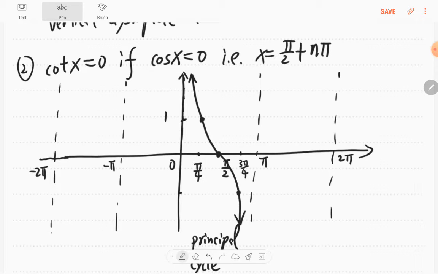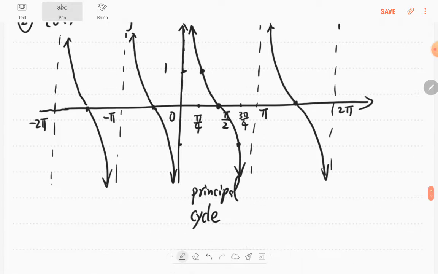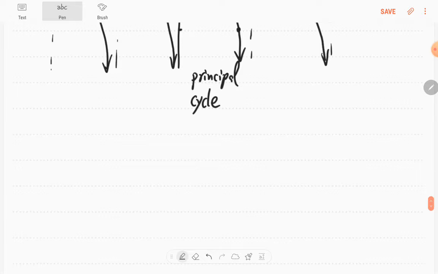Okay, so right, this is the graph. So this is the part for the principal cycle. So for other cycles, we just repeat it. This is the center. This is the center. This is the center. So the period is still pi, right?